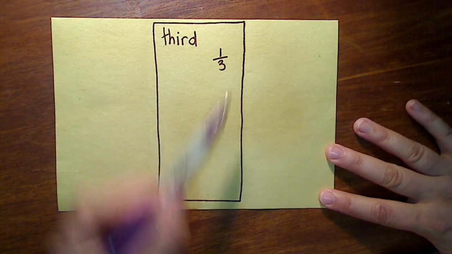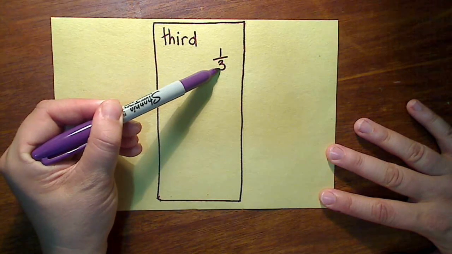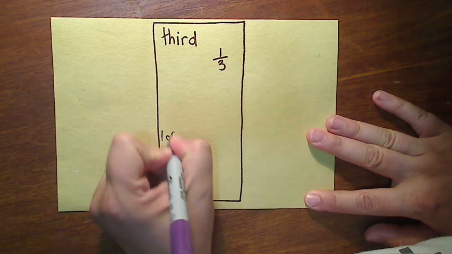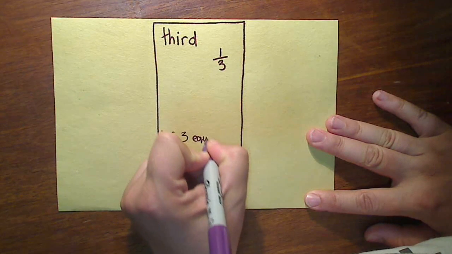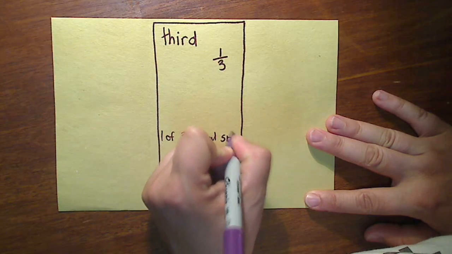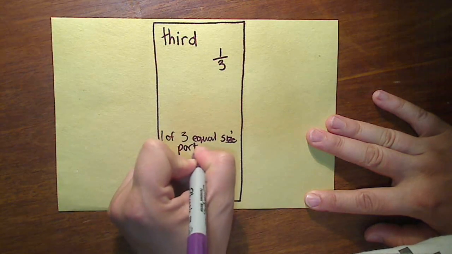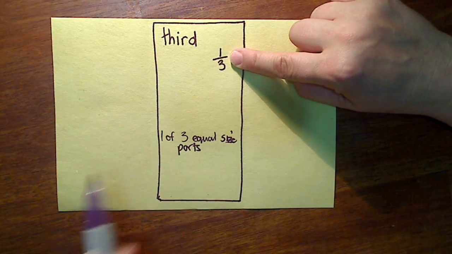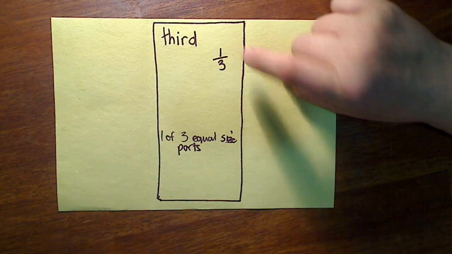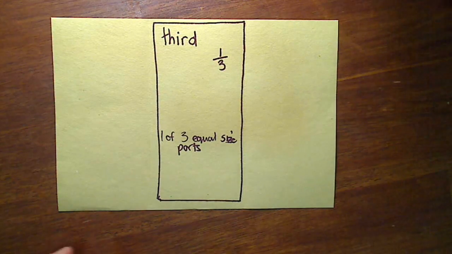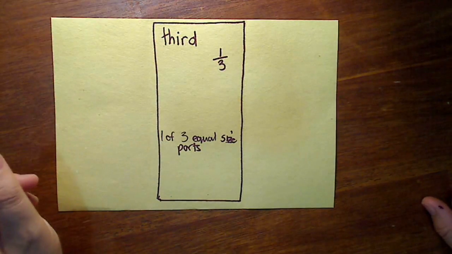What I've framed here is one of the 3 equal size pieces. I'm going to write that down. One of 3 equal size parts. This description links directly to our symbolic notation, 1 of 3 equal size parts. Okay, so that's the first member of our third family.